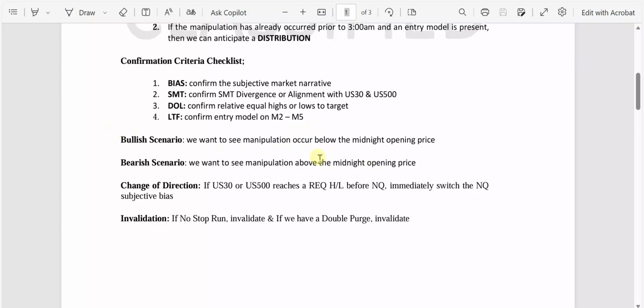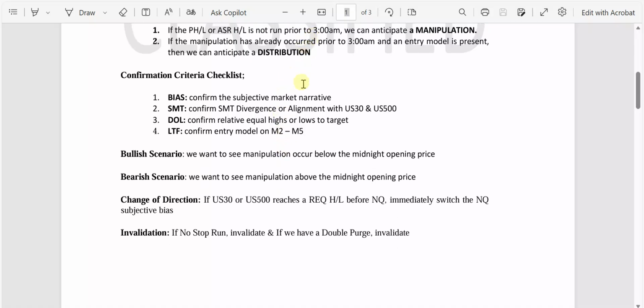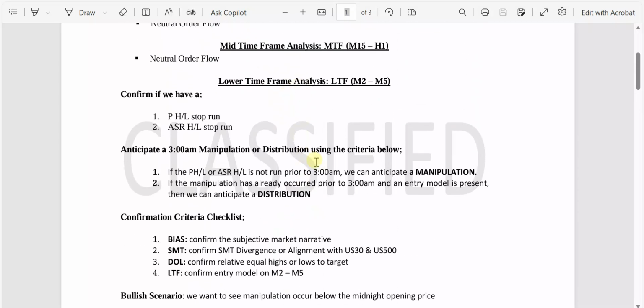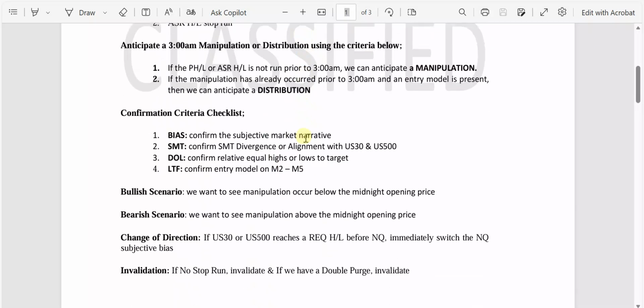And then I've also talked about the midnight opening price and how we want to see price manipulate around those levels. If you're bullish, you want to see price trade below the midnight opening price, and if you're bearish, you want to see price trade above the midnight opening price. So I think that summarizes the model. This is now like 90% of the model.